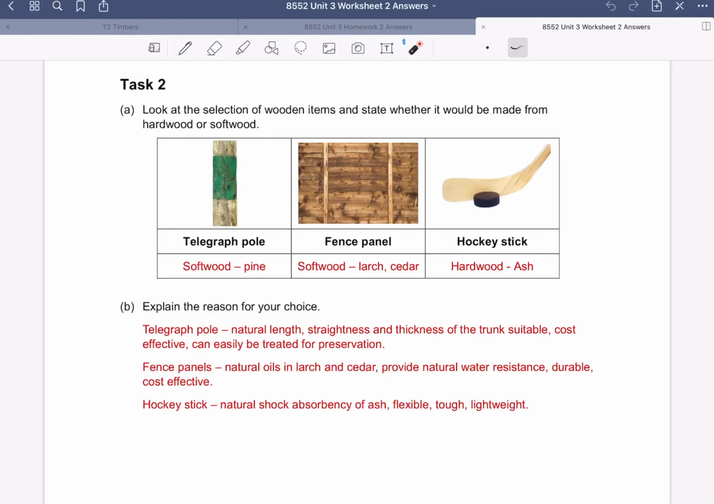The last one being a hockey stick, and the fact that it is a hardwood. This hardwood, as we said before, has natural shock absorbency. It is flexible, tough, and it is lightweight at the same time. So ash is a great one for anything that is going to take a bit of an impact. Okay, good stuff.